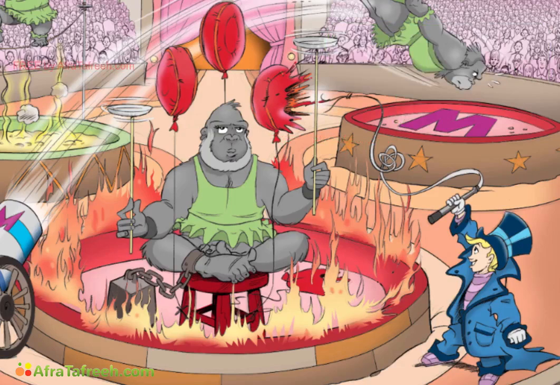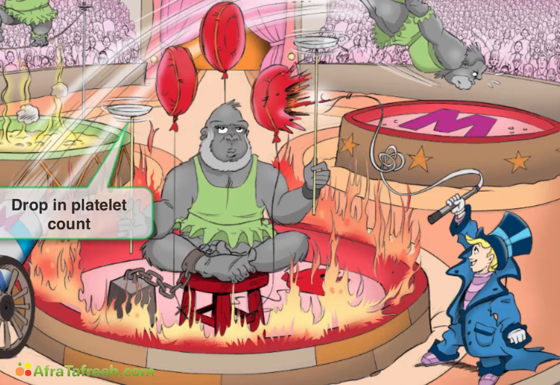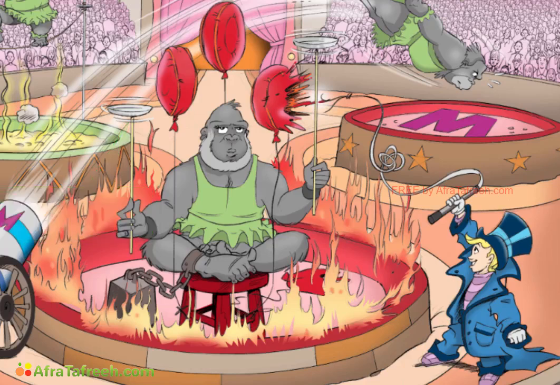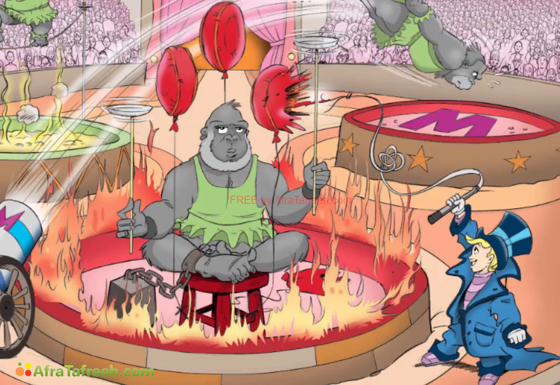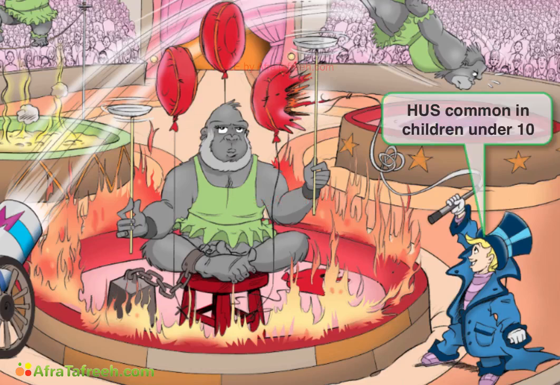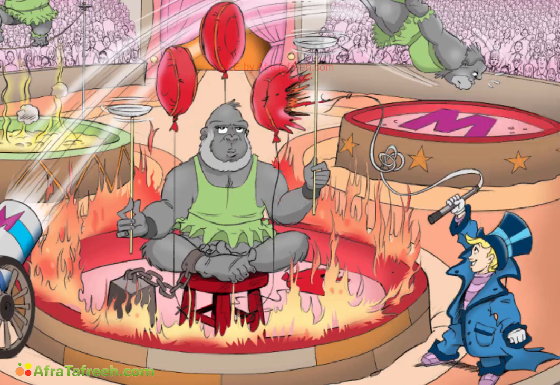This damaged endothelium activates platelets and causes their aggregation, meanwhile diminishing the pool of circulating platelets, thus leading to a drop in platelet count. And this is illustrated by she-gorilla spinning the plates. Finally, the aggregates of platelets protruding out of the endothelium lyse red blood cells as they pass by, literally sometimes cutting them in half so that they look like helmets, or schistocytes. This hemolysis of red blood cells is shown by red balloons being popped by the whip. Finally, we chose to make the ringmaster a young boy, indicating that HUS most commonly occurs in patients under 10 years of age. And this should give you a pretty good understanding of the pathogenesis of HUS.